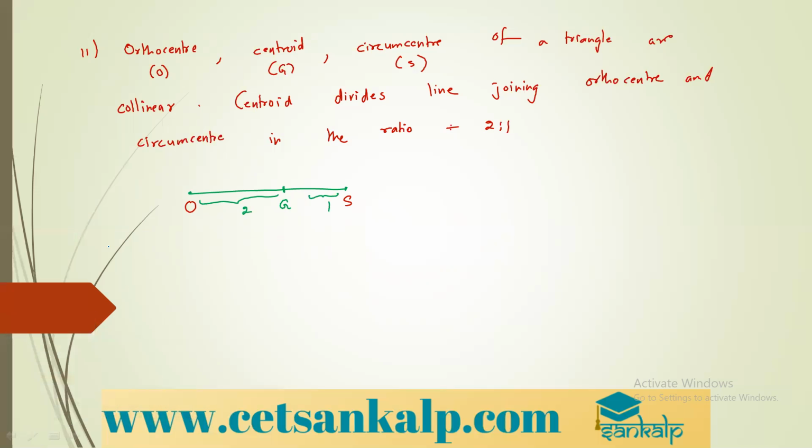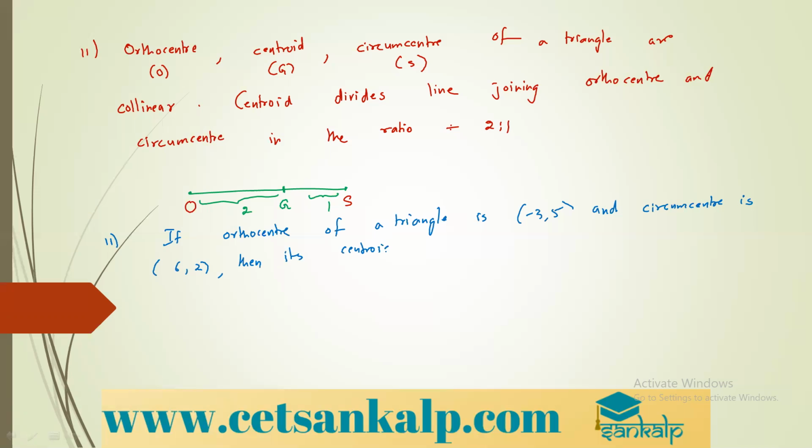So applying this in question number 11: if the orthocenter of a triangle is (-3, 5) and the circumcenter is (6, 2), then you have to find its centroid.